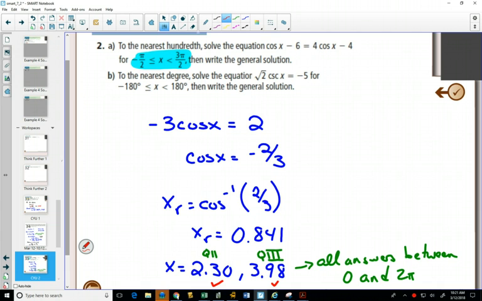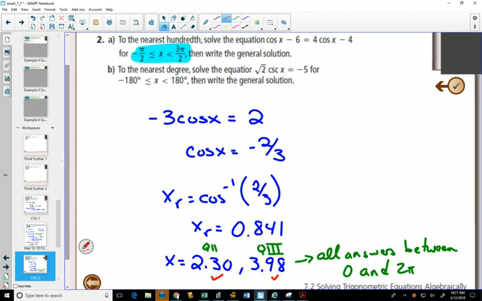Usually on the exam, if they're going to change the domain, they're not going to change the domain so your answers don't change, because then they can't check if you actually thought about that or just did it from 0 to 2 pi and didn't check. But in this case, they are the same. Then write the general solution.